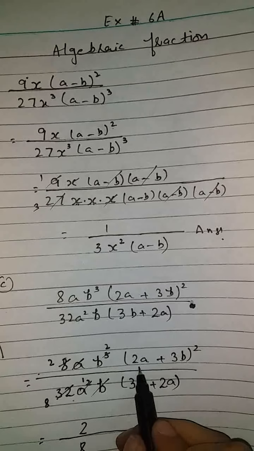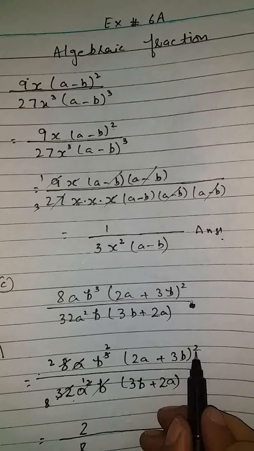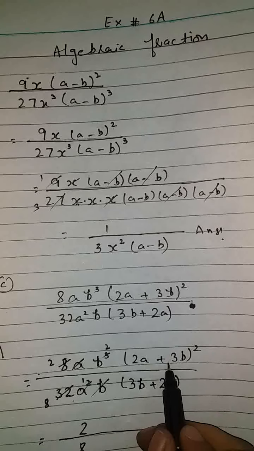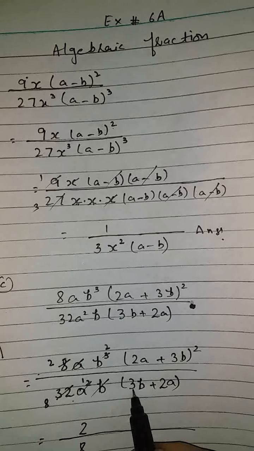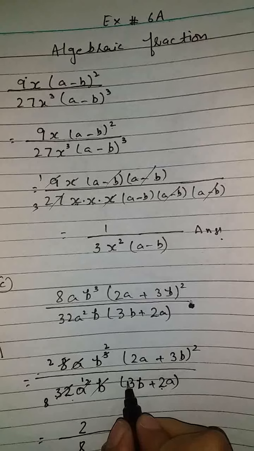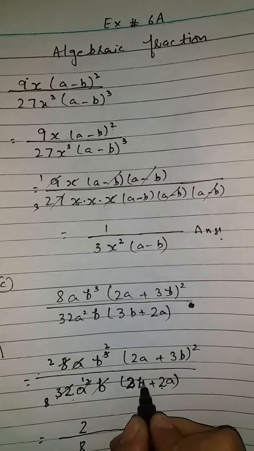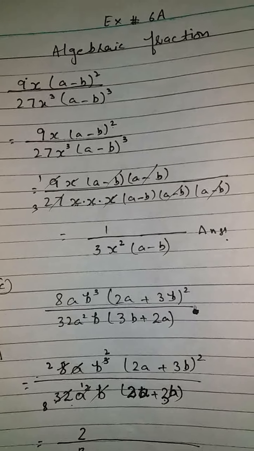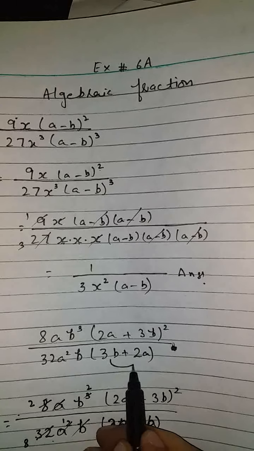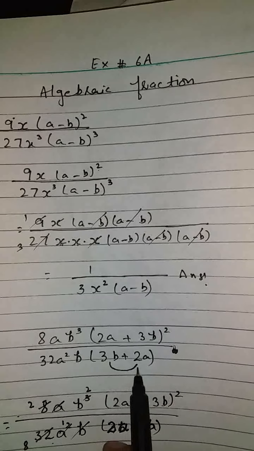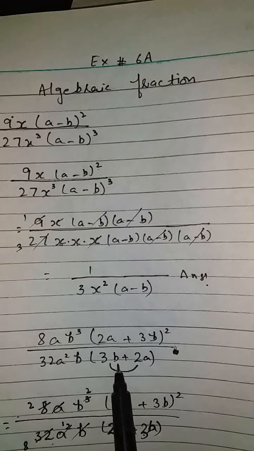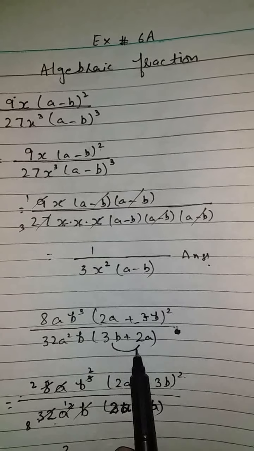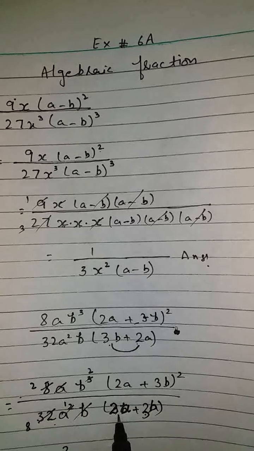Now, (2a + 3b)² and (3b + 2a). This 2a + 3b we can also write as 3b + 2a, which is 2a + 3b. Got it? We replace these values because there is 2a + 3b. That's why we replace this value. We replace with 2a + 3b, 2a + 3b.